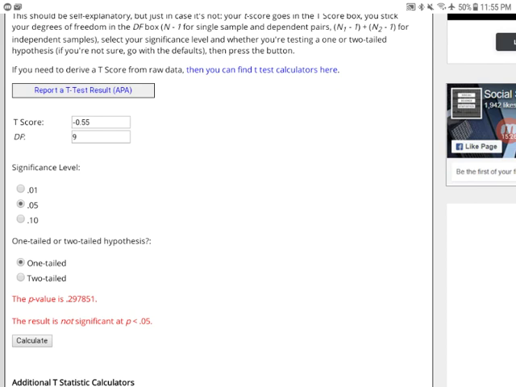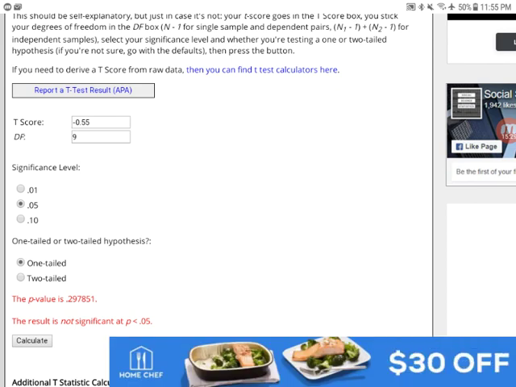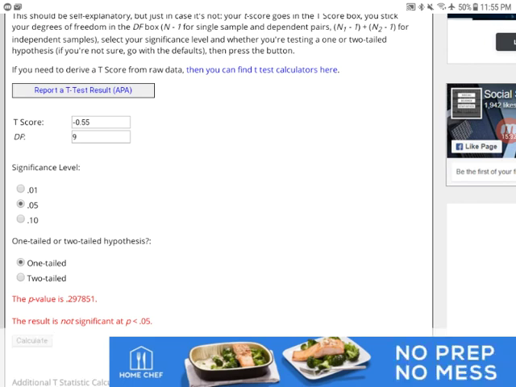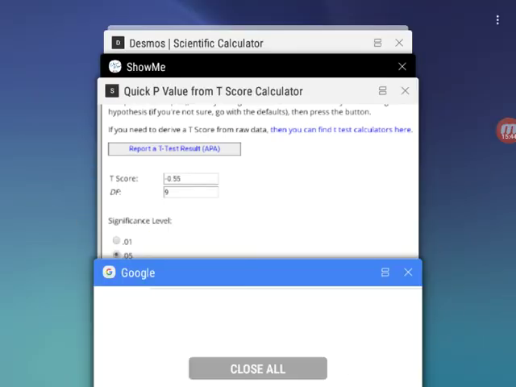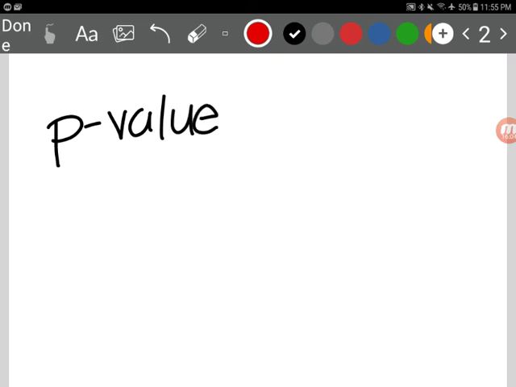As you can see, your p-value is 0.297851. So we have a p-value of 0.297.